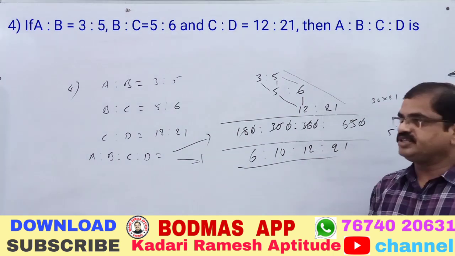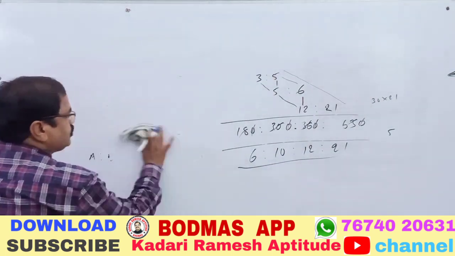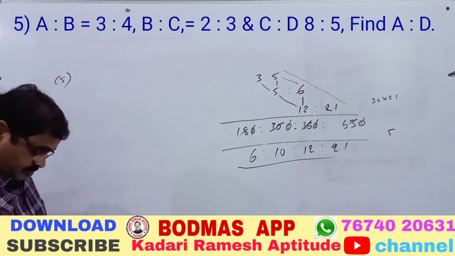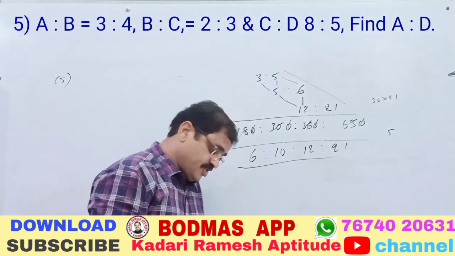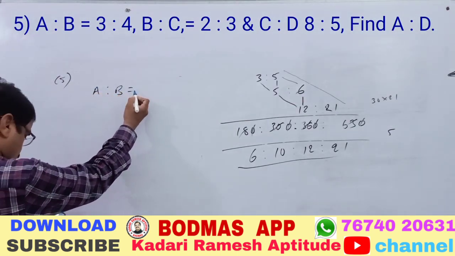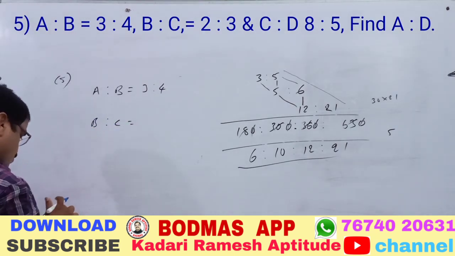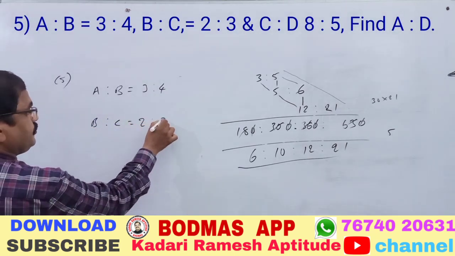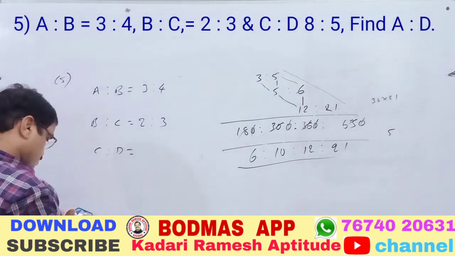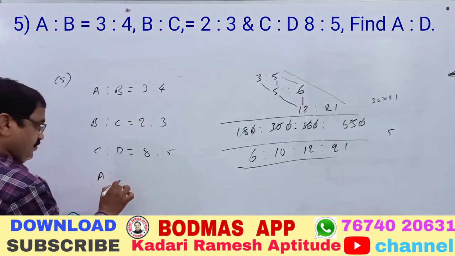Now let us go to question number 5. Question number 5 is: A is to B is equal to 3 is to 4. B is to C is equal to 2 is to 3. Then C is to D is equal to 8 is to 5. Now we are asked for A is to D.